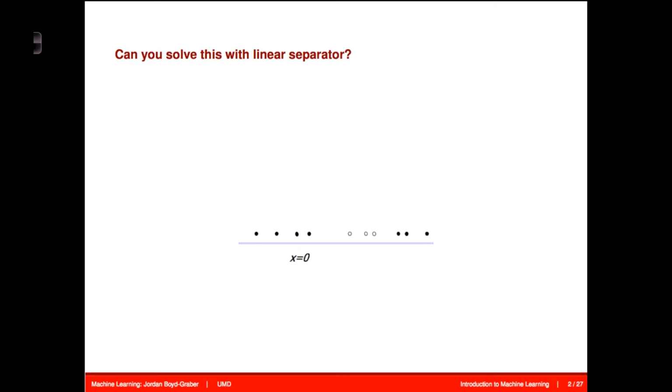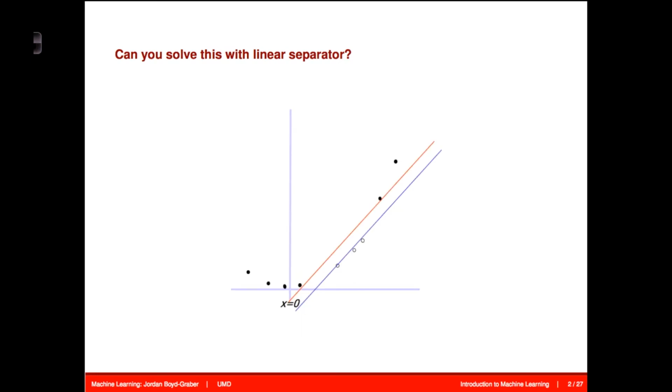So consider this data set where you have one class of points sandwiched between the other class of points. Can you solve this with a linear separator? No, of course not, as you hopefully remember from our discussions of VC dimension. But if we move into 2 dimensions, suddenly this becomes linearly separable.